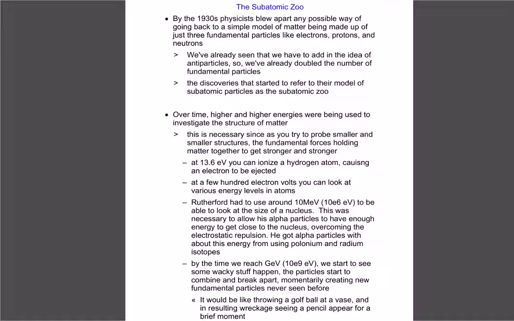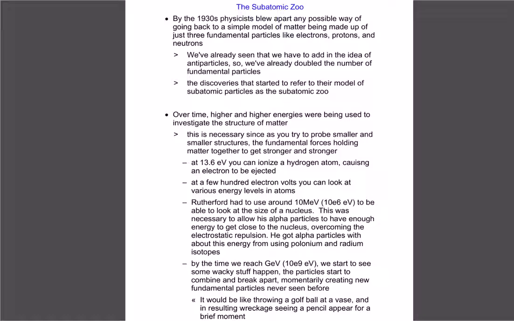So the same sort of thing happens with atomic particles. We originally thought there were electrons, protons, and neutrons, but now we've also added the antiparticles of each of those, so we're already up to 6 different particles. We've gotten our zoo bigger and bigger. Over time, scientists have discovered that higher and higher energies can actually get the particles to change into something different.